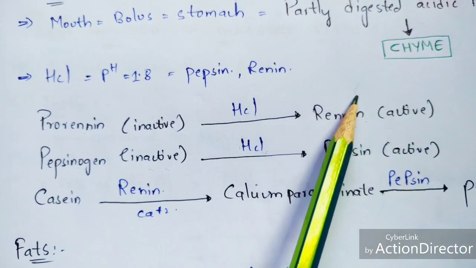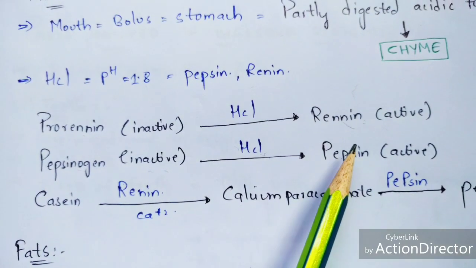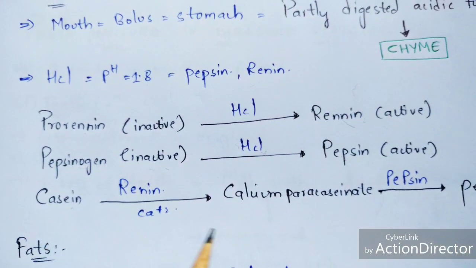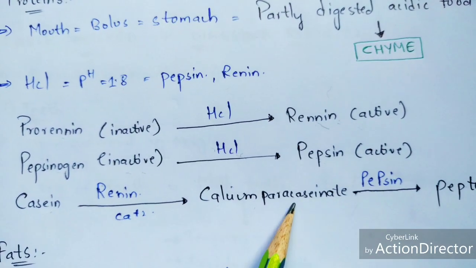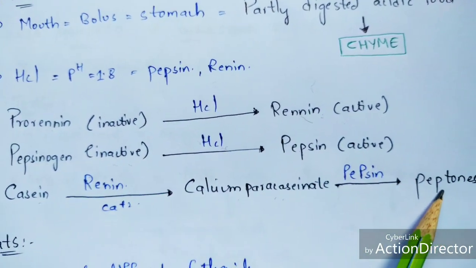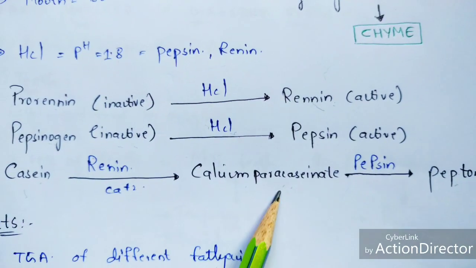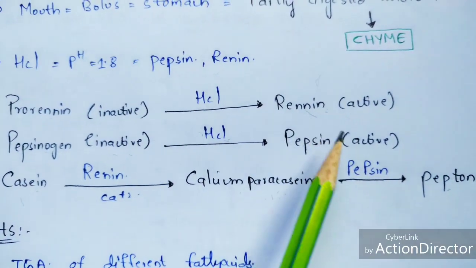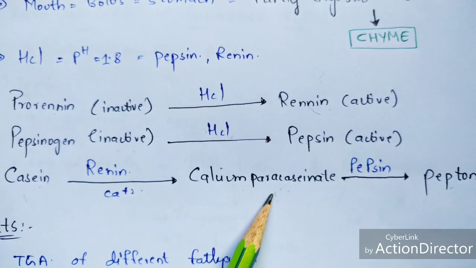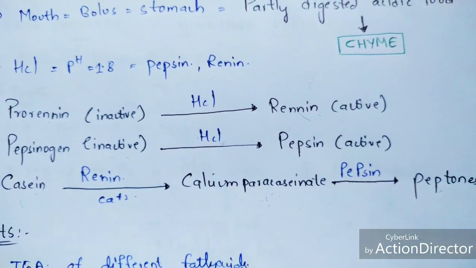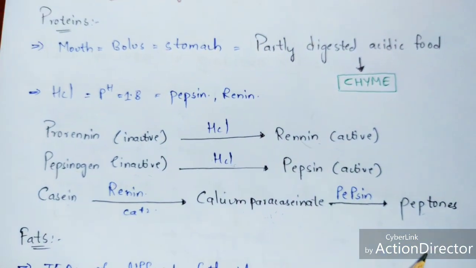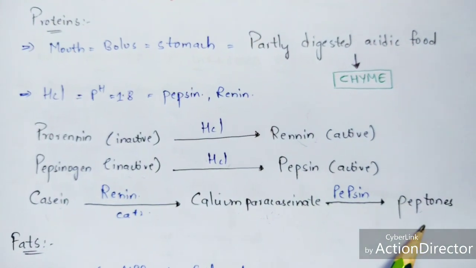And now this pepsin and renin which have been formed, which are in active form, help in converting casein to calcium paracaseinate, and that calcium paracaseinate will get converted to peptones. Here renin is very useful for the conversion of casein to calcium paracaseinate, and this pepsin is very important to convert this calcium paracaseinate to peptones. And finally by this you can understand that the proteins will finally get reduced to peptones, right?